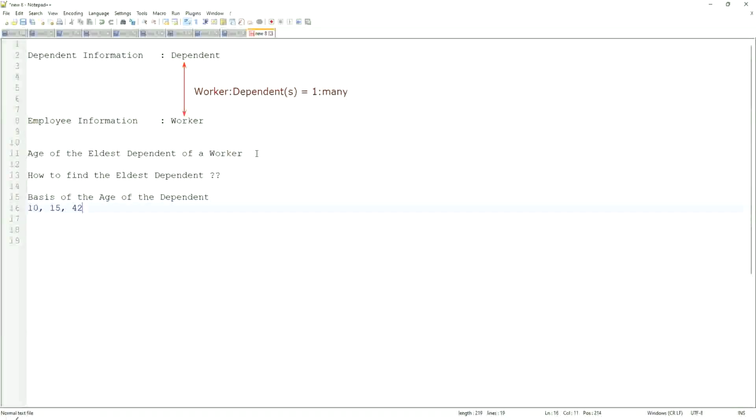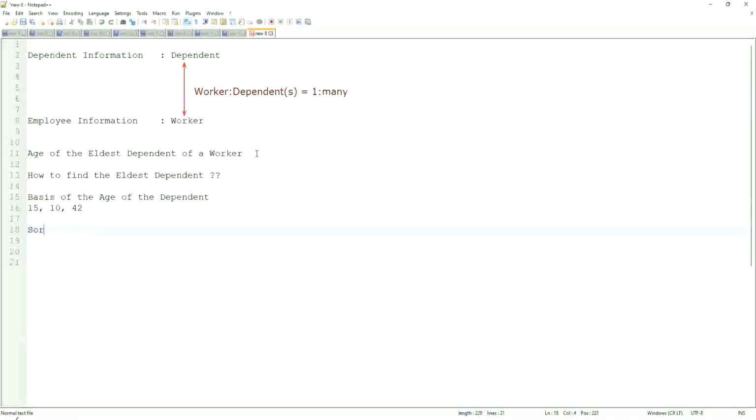Correct. This is how you have it. Let's make it the other way around: 15, 10, and 42. So how would you find the eldest one? This is your sample population. Try it. Highest one to lowest one.